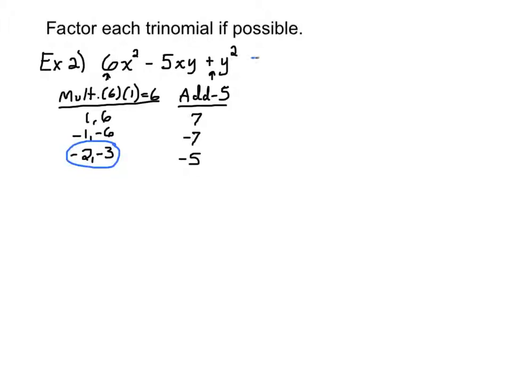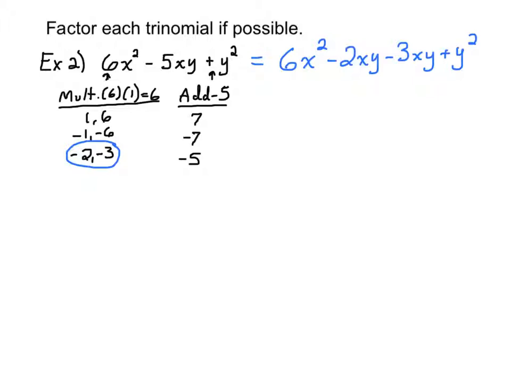So let's go up and rewrite our trinomial. 6x squared minus 2xy minus 3xy plus y squared. So we just replaced the middle term with the two integers, and the variables are still the same as the middle term in the original question.